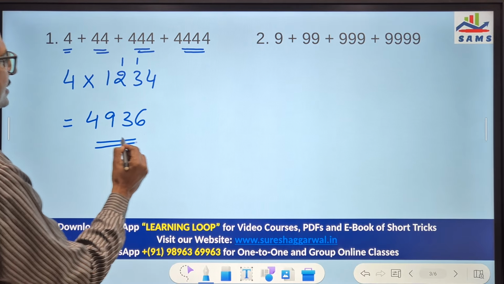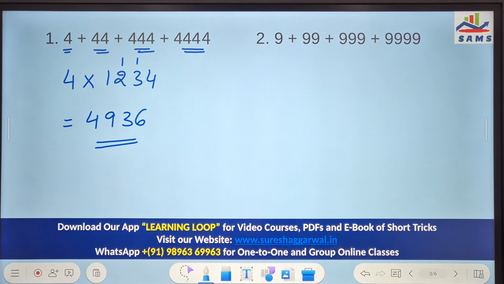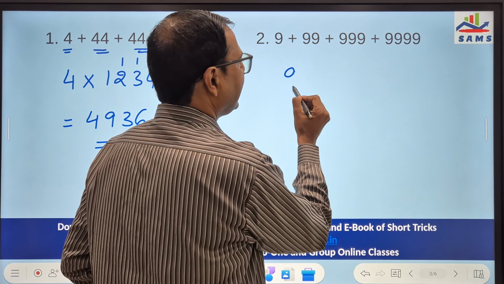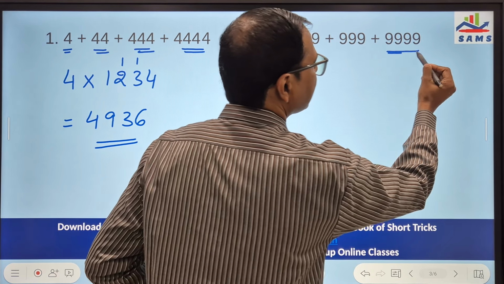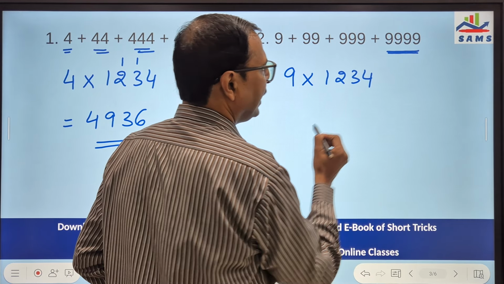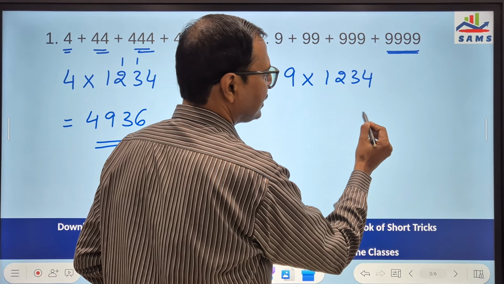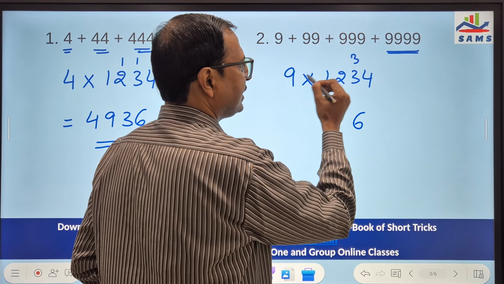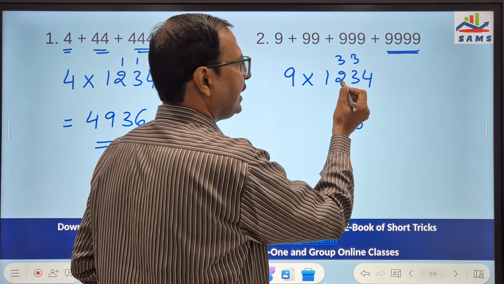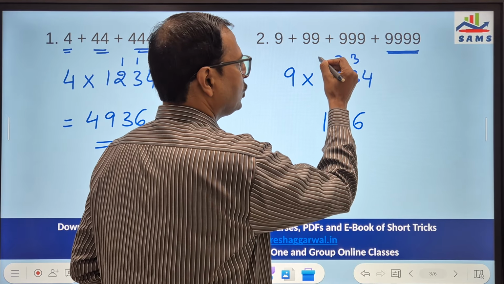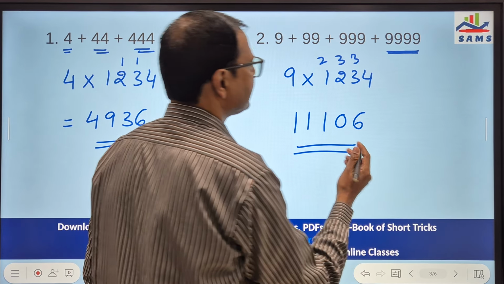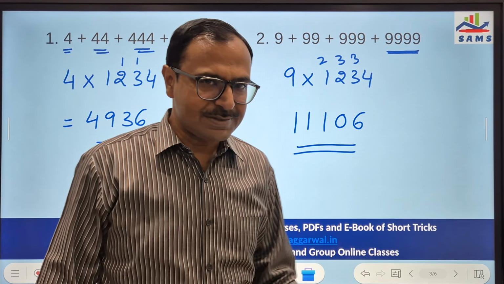And 4, 9, 3, 6 is the sum of these numbers. Likewise, if you have 9s, 9 times, how many maximum 9s are there? 4. So we have to write counting 1, 2, 3, 4 and then start multiplying. 9 4s are 36, 3 carry, 9 3s are 27, 30, 0, 3 carry, 9 2s are 18 plus 3 21, 1 2 carry, and then 9 plus 2 11. And here you have the answer for the sum of these numbers.